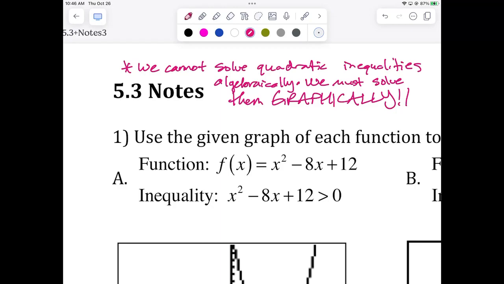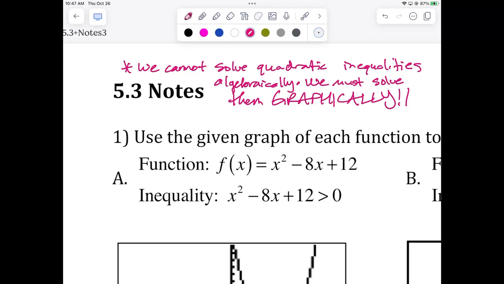Okay? So here's a follow-up question. How do we solve quadratic inequalities? Graphically. Very good. True or false? A quadratic inequality can be solved algebraically. False. Okay, very good. Got it? You're still going to be trying to solve it algebraically, and I'm going to be like, why are you doing that? It doesn't work.